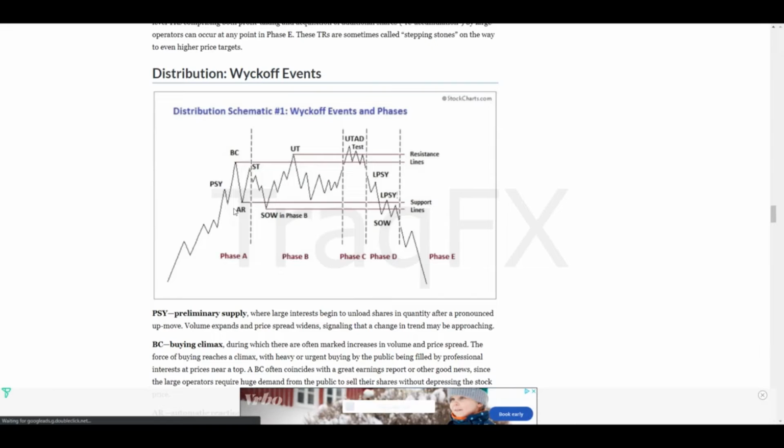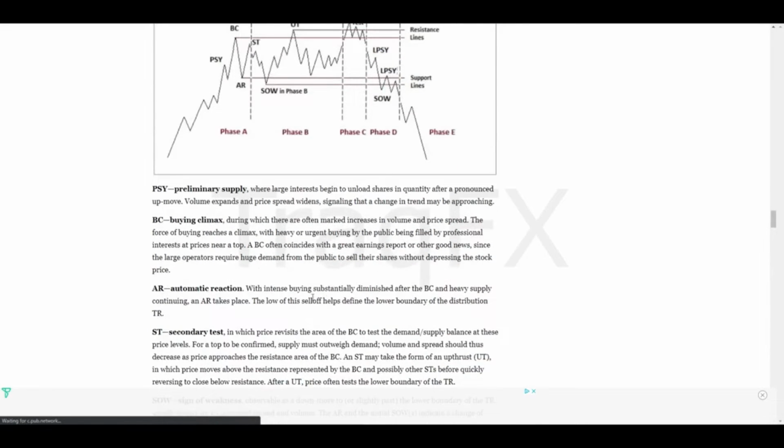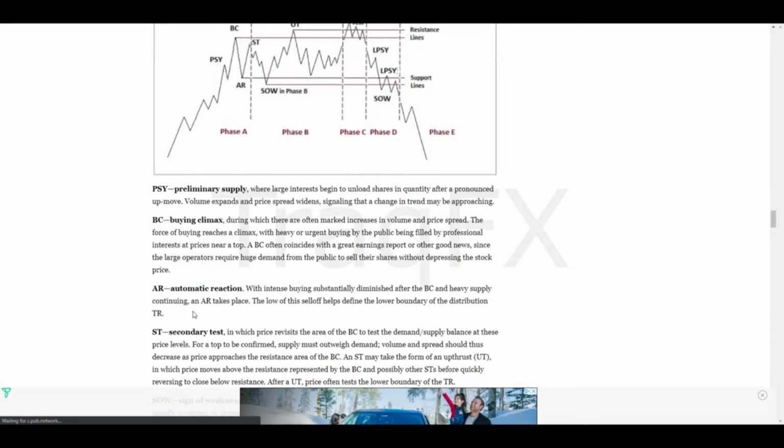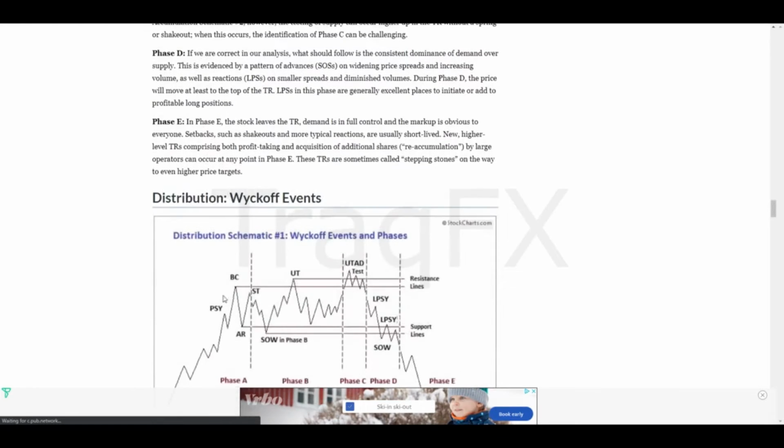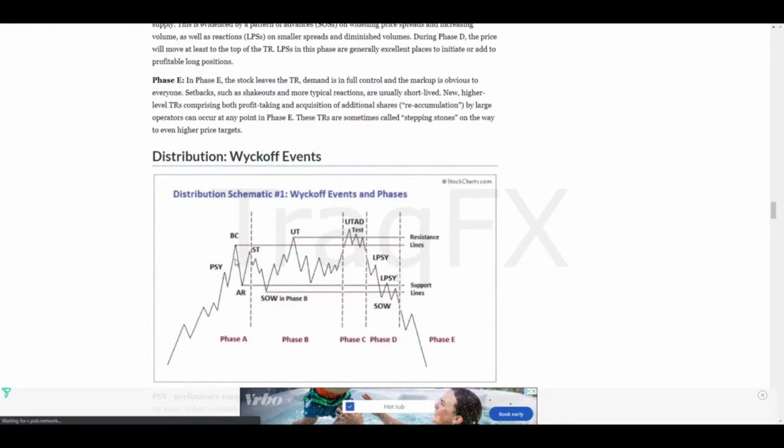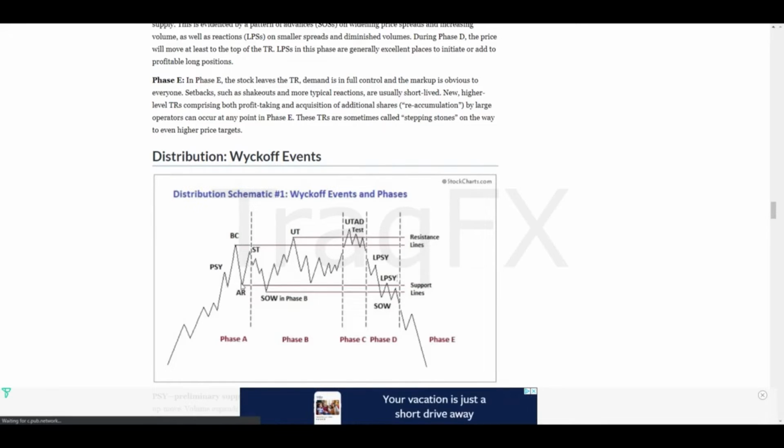Automatic rally: with intense buying substantially diminished after BC and heavy supply continuing, an automatic rally takes place. The low of the sell-off helps define the lower boundaries of the distribution trend. So basically the market pushes back down to the original area of the PSY, and then we make an automatic rally back to the original area of the BC.